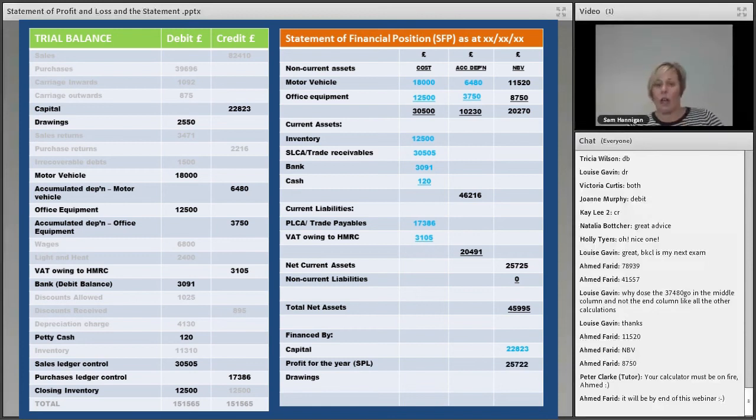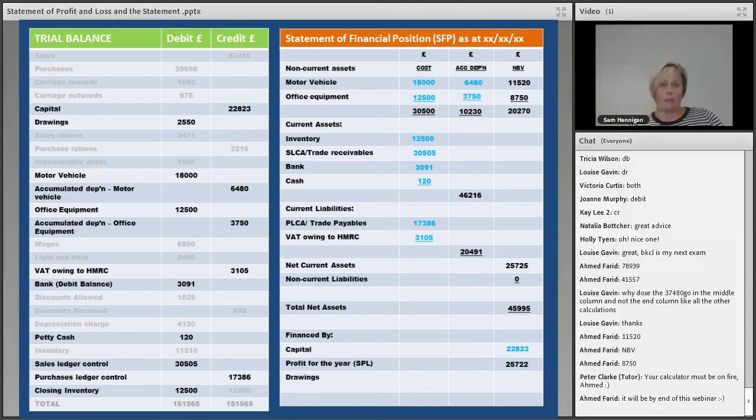The next figure is your profit and loss figure, so your profit for the year from your statement of profit or loss. And this figure, if you can remember, totaled 25,722. So that's the money that we've made. Because we've made a profit, we're going to add it on to our capital. If we made a loss, we deduct it. Okay? But we've got some drawings to go in here.